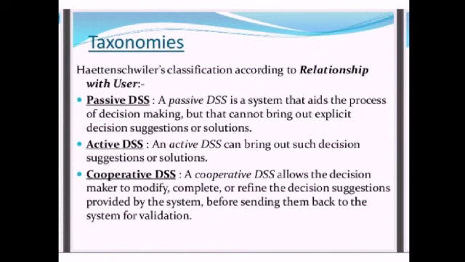The next is active DSS. The main feature of active DSS is that it can provide suggestions and solutions to the user. Cooperative DSS. A cooperative DSS allows the decision maker to even modify, complete, or refine the decision suggestions. Means the suggestions can also be modified, completed, or a more refined form of decision suggestions can be produced in the cooperative DSS.